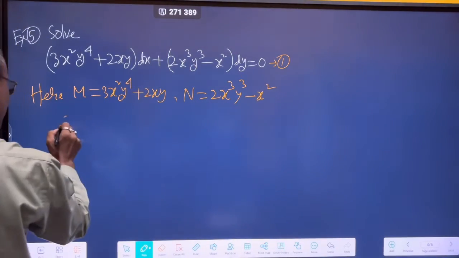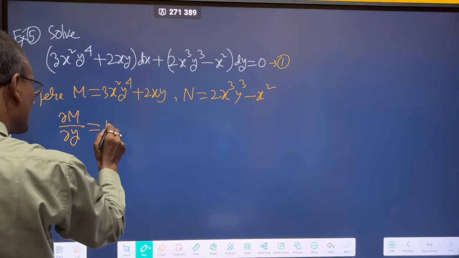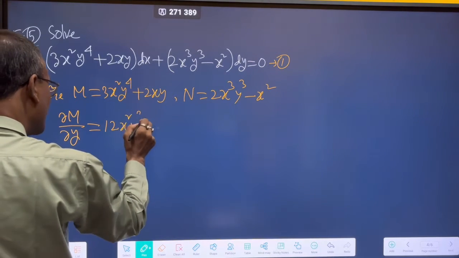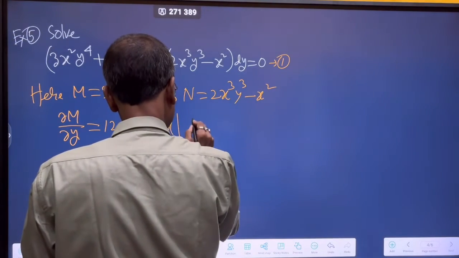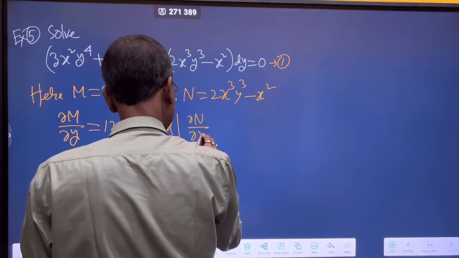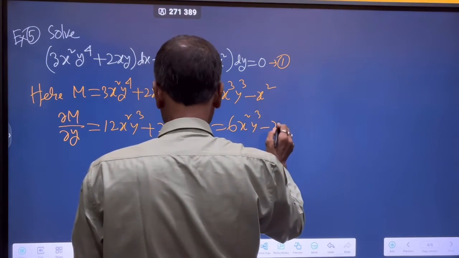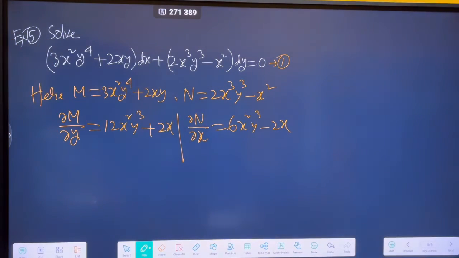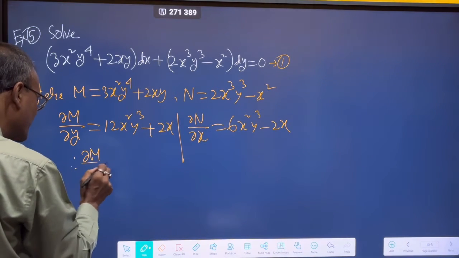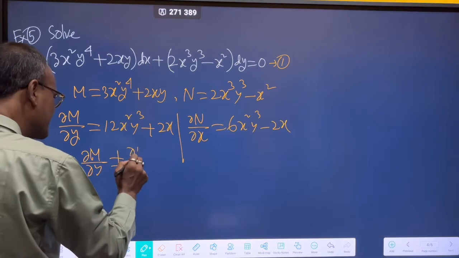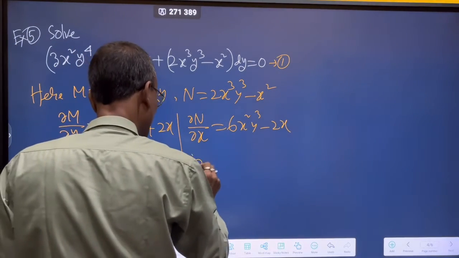Del M by del y equal to 12 x square y cube plus twice x. Del N by del x equal to 6 x square y cube minus twice x square y cube minus twice x. Therefore, del M by del y is not equal to del N by del x. Therefore, 1 is not exact.